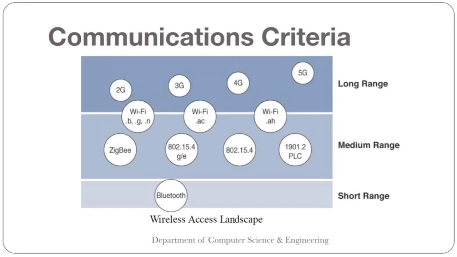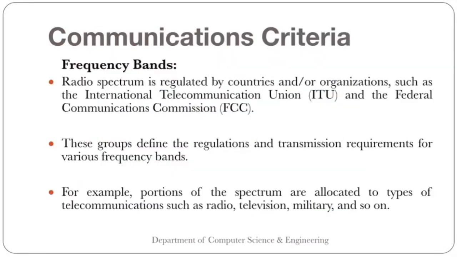So short range, that is Bluetooth, medium range and long range. So this wireless access landscape is showing the different ranges. Then the next criteria is nothing but the frequency bands. So this section describes the licensed and unlicensed spectrum including sub-gigahertz frequencies.